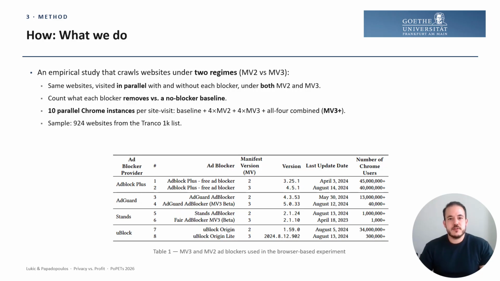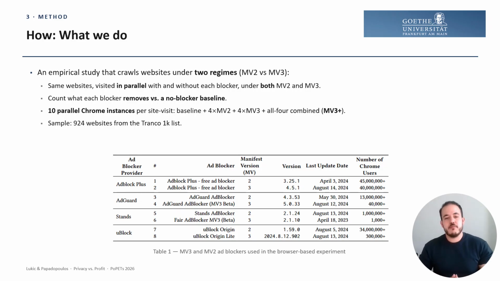Now we run this. We run these four MV2 and MV3 browser instances on the same website in parallel, but we also run a base version with no ad blocker active to make sure that there have been any ads at all that could have been blocked or any trackers that could have been blocked.